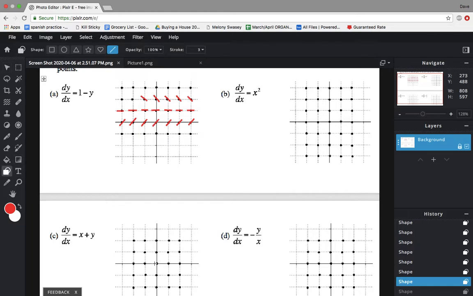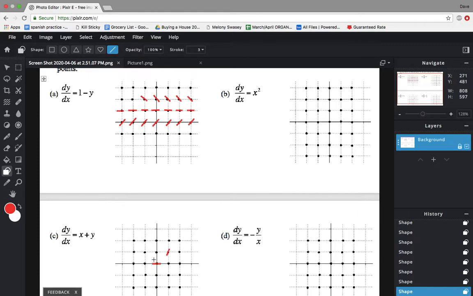So let's have a look here. Now we're working with the differential equation x plus y. The origin is 0, 0. If you plug in 0 for x and 0 for y, you get 0. So that's going to be a horizontal line. Maybe I'll pick this point right here. This point is 1, 1. Replace x with 1 and y with 1, you get 2. So I'm going to draw a line of slope 2.